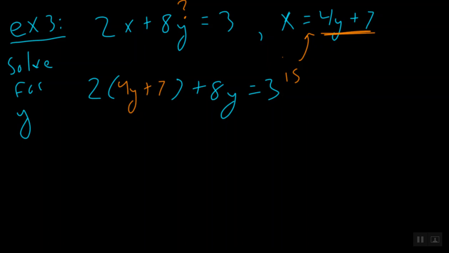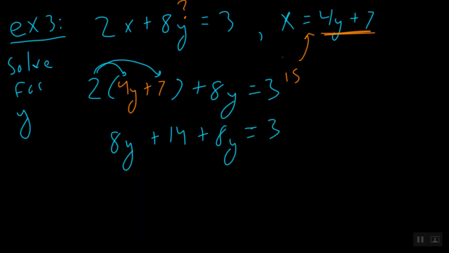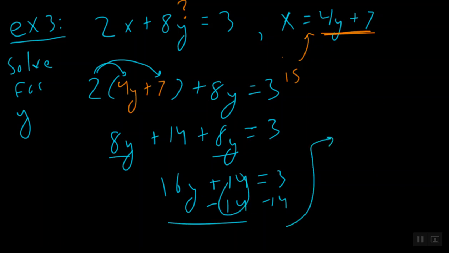Okay, well from here we have 2 times 4y, which of course will give us 8y. We have 2 times 7, which will give us 14, plus 8y is equal to 3. Oh, this is almost a nice number. And here we'll just combine our like terms. 8y plus 8y is 16y, plus 14 equals 3. And how do you get rid of that plus 14? Well, minus 14, and we can say this. 16y is equal to 3 minus 14, which is -11.